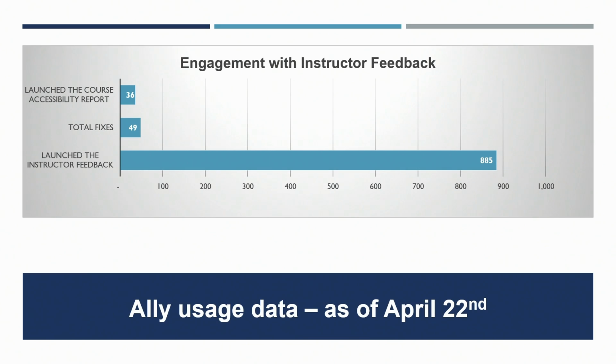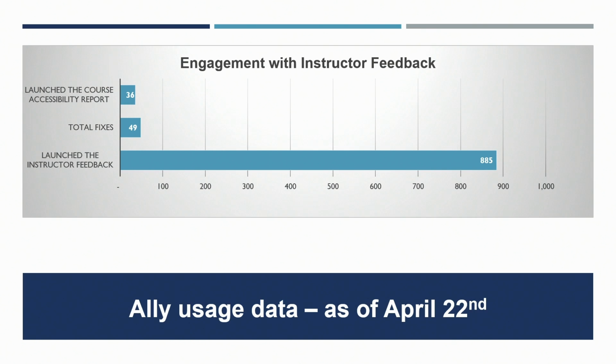Also, in terms of the data that's available, is from the instructor point of view. So for people who actually launched the course accessibility report, now the course accessibility report is specifically about the whole course, not individual files. That's only 36 times. In terms of fixes, that's actually people who see an accessibility score, make a change to the document and improve the score. That's a total of 49.